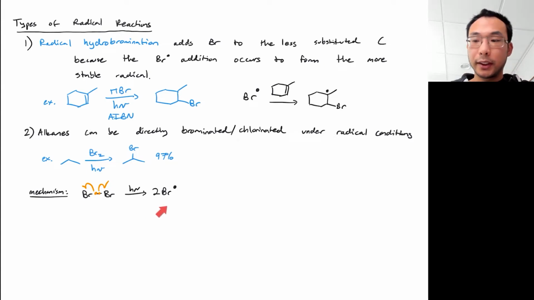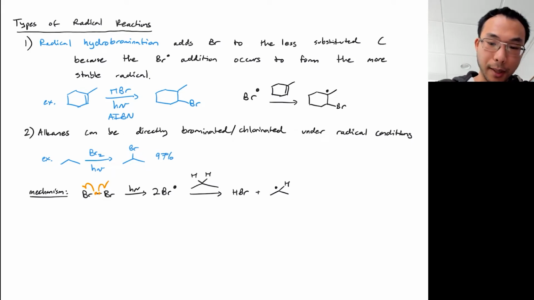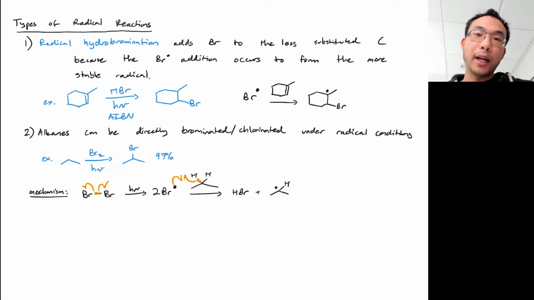So once we have our initiation step, then we should be able to do a propagation step. And in that propagation step, what's normally happening is that we're abstracting an atom from another molecule. And in this case, the only other option is to abstract that hydrogen from propane. That's where our reaction is happening. And so what I'm thinking of is the bromine radical pairing up with one of the electrons between the carbon and hydrogen, and then leaving the other carbon-hydrogen electron behind. That gets us to a molecule of HBr and the propyl radical here.